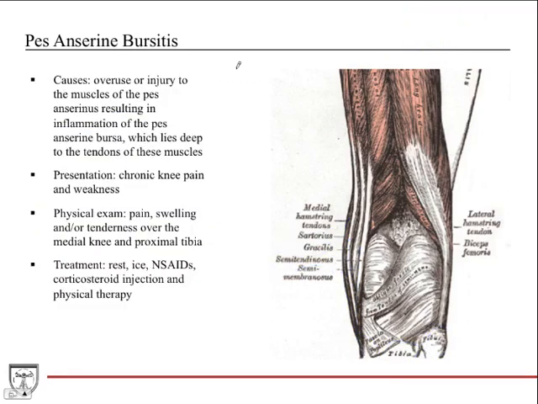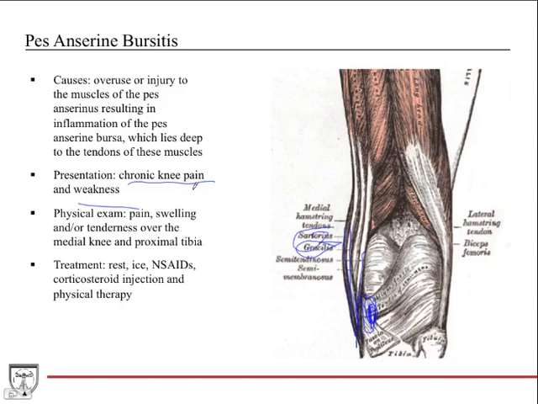So pes anserine bursitis, you could definitely see this on a board exam. Its causes are overuse or injury to the muscles of the pes anserinus, and it results in inflammation of the bursa. So, you have your gracilis here, sartorius here. Here's the tendon coming in like this, semitendinosus coming in like this. So you have a bursa right here, that protects it from rubbing up against the proximal tibia here. That bursa can get inflamed due to overuse or injury to the muscles. And so that can result in chronic knee pain or even weakness.